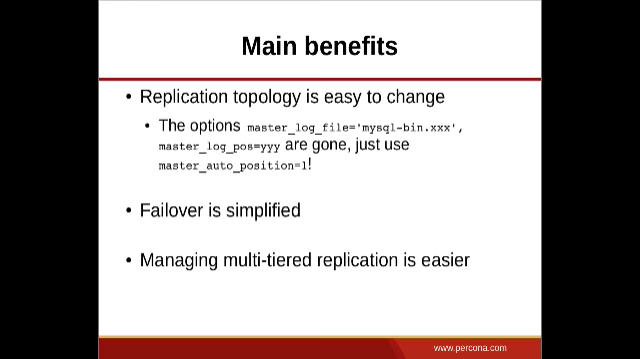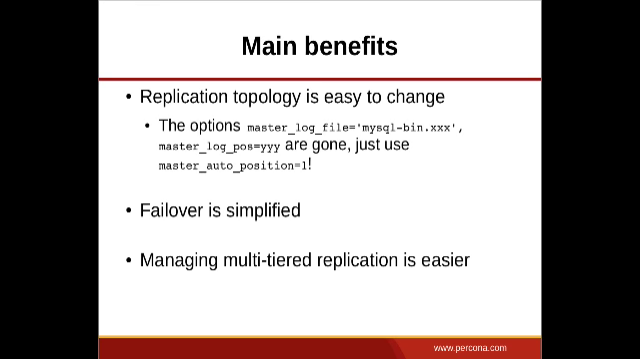The main benefit of GTID is that it's now really easy to change your replication topology because you don't have to look at the master log file and master log pos options in change master. You can simply use master_auto_position = 1. So basically what you do is say change master to master_host = the new master, and then master_auto_position = 1. And then the master and the slave will, let's say, talk together and negotiate where the slave should start replication.